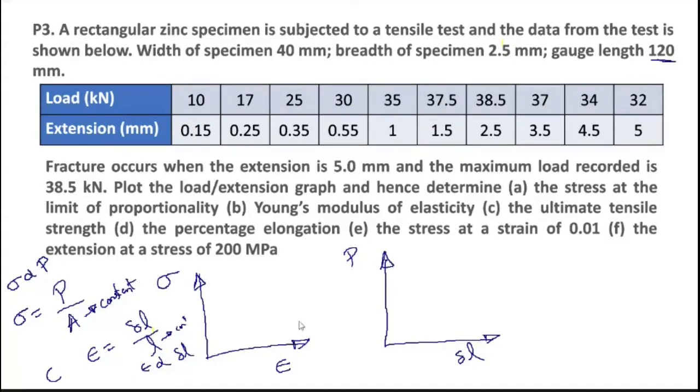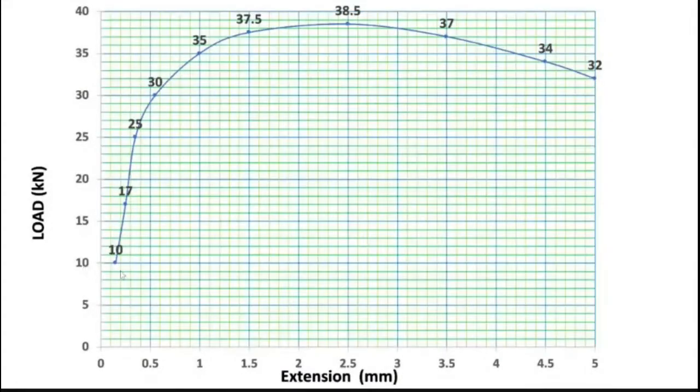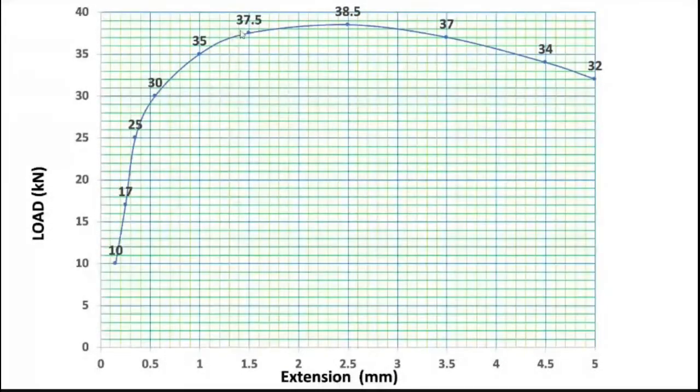So let me do that. When I do this, this is how it plots. You have different points, and at each point, for example at 10 kilonewton, what is the extension? I am plotting something like this. So I am getting a beautiful graph like this.